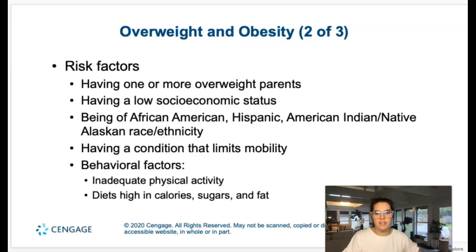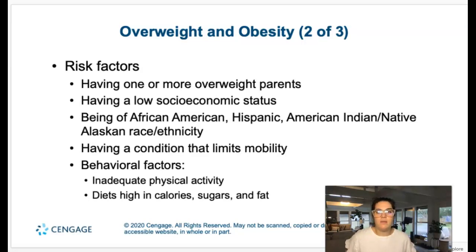So this shows you a list of some risk factors for overweight and obesity in the adolescent age group, and the programs that target adolescents and help to achieve a positive weight status are going to target these groups because these individuals are going to have a higher risk for developing overweight and obesity during adolescence.